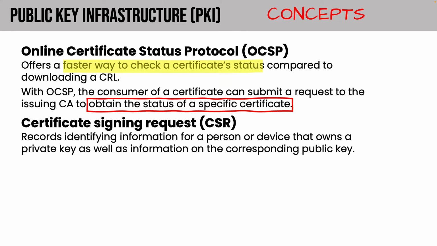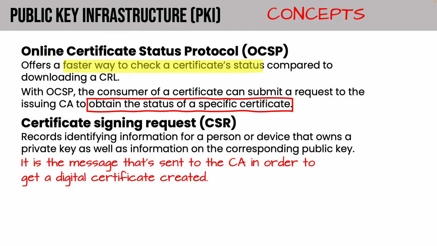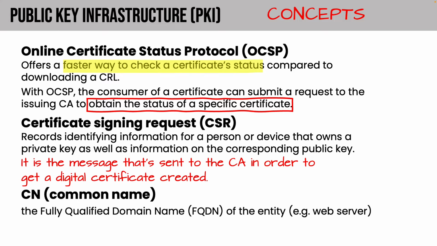Then there is the certificate signing request, or CSR, which records identifying information for a person or device that owns a private key, as well as information on the corresponding public key. It's essentially the message that's sent to the CA in order to get a digital certificate created. It is the request. You may see common name mentioned, which will definitely come up in the properties on a digital certificate. That is, generally speaking, the fully qualified domain name of the entity to whom the certificate has been issued, like the web server.